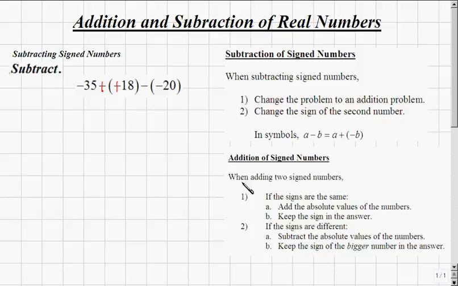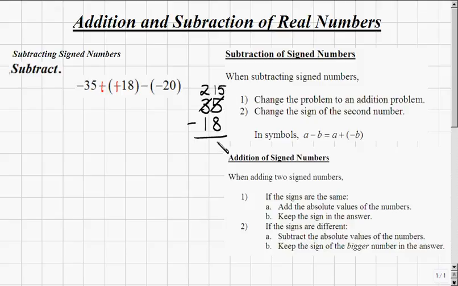Well, when adding two signed numbers, if the signs are different, we'll subtract their absolute values and keep the sign of the bigger number in the answer. So the absolute value of negative 35 is 35. The absolute value of 18 is 18. When we subtract this, we try to subtract 8 from 5, and we can't. So we'll borrow from the 3 to make that a 2, and change 5 to 15.